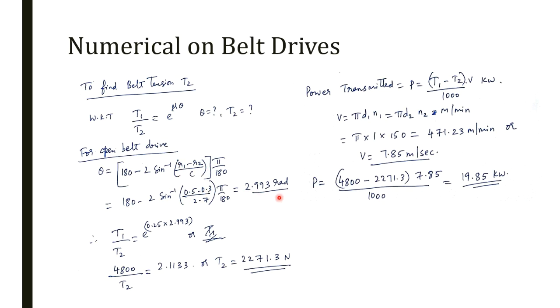Once you get 2.993 radians, substitute in the e power mu theta. So theta is known now. Mu is given as 0.25, e power 0.25 into 2.993, and then you also know T1 value. T1 value is given as 4800. From here you can get T2 value. Simplify this. 4800 by T2 is equal to 2.113. E to the power of 0.25 into 2.993 will give you the value 2.1133, and then once you simplify, T2 is equal to 2271.3 Newton.